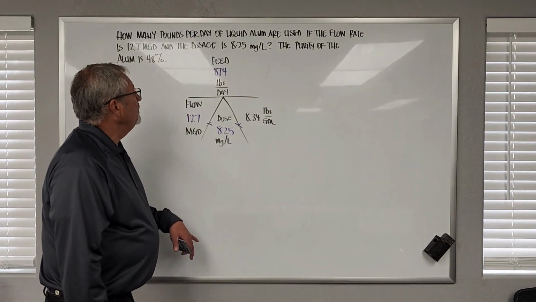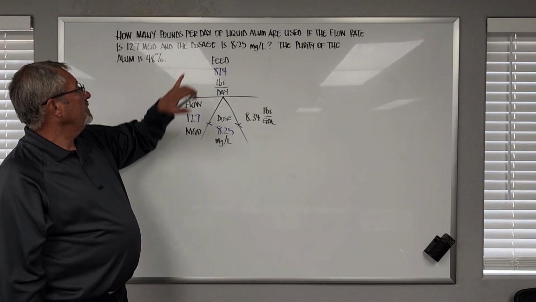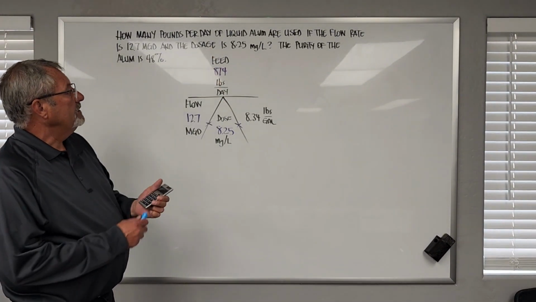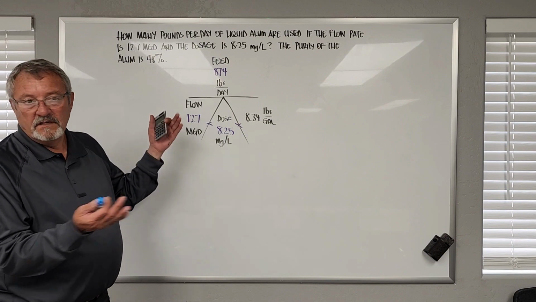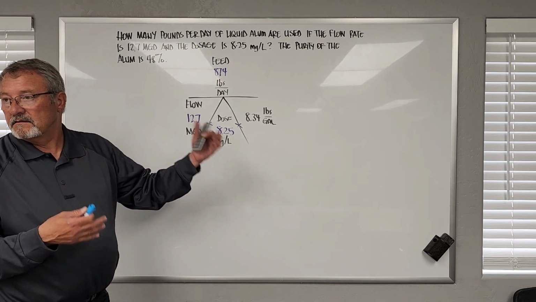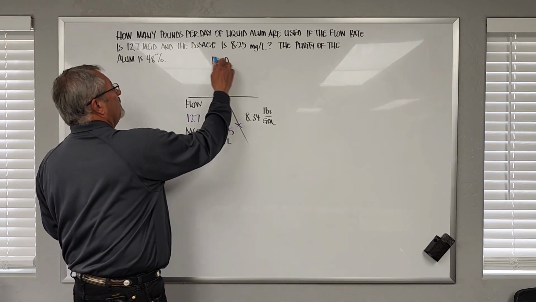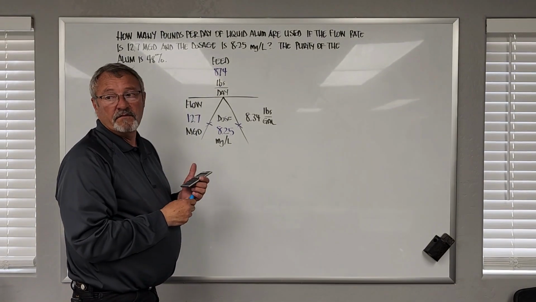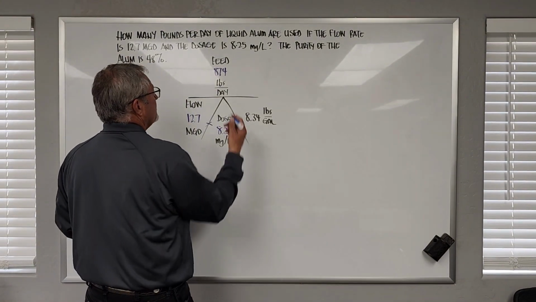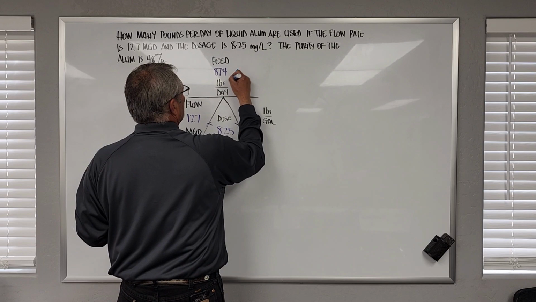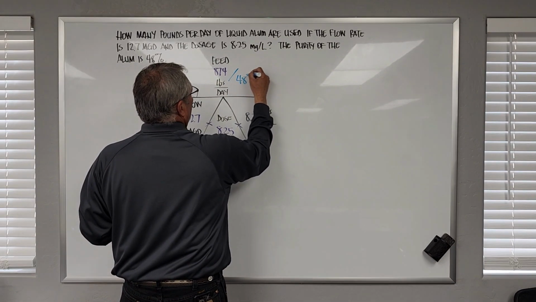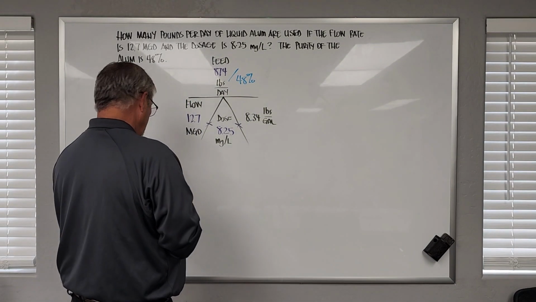So we know that at 100% purity, the alum, and in this case it's alum, doesn't matter what it is, what matters is that we know that the purity is 48%. What I'm going to do is take that 874 and divide it by 48%.